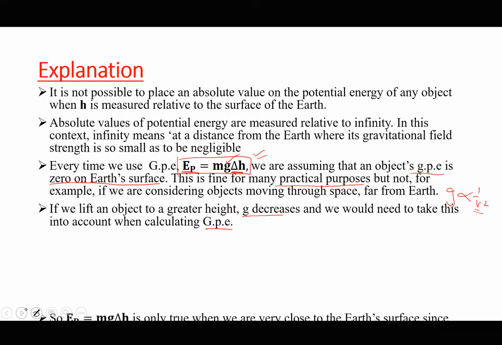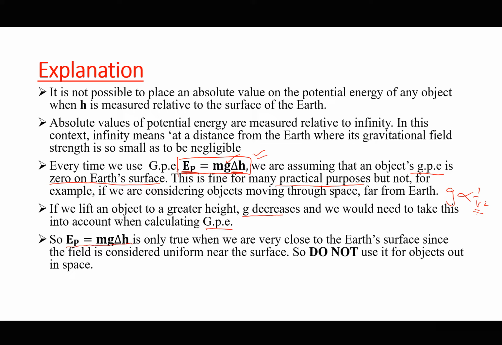So I am saying that this expression EP = mgΔh will only be true when we are very close to the Earth's surface, since the field is considered to be uniform near the surface of the Earth. And I'm saying this in bold, do not use this expression, mgΔh, for objects out in space. We only use this expression for objects that are close to the Earth's surface. Do not be tempted to use it for objects out in space, far away from the Earth's surface.